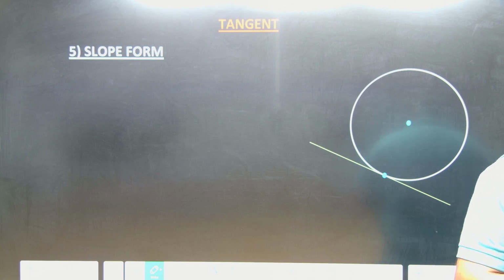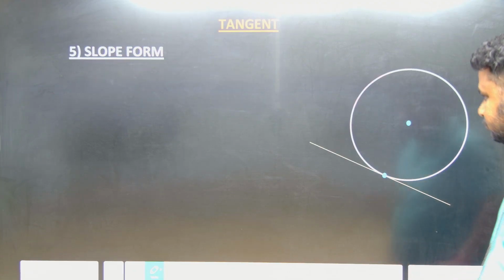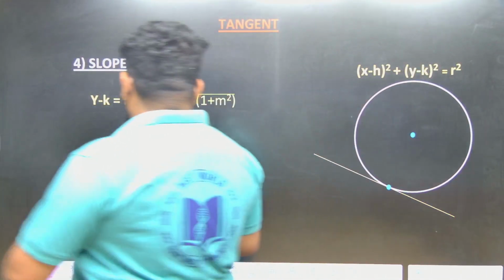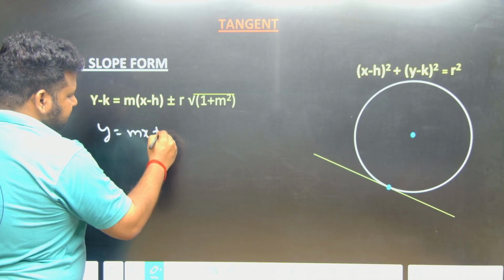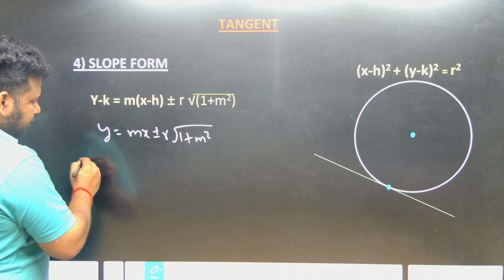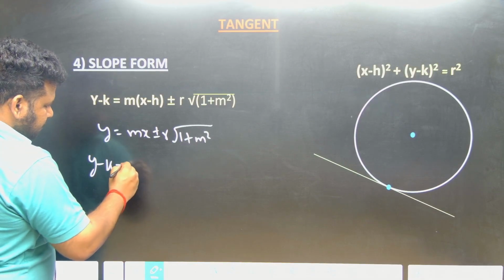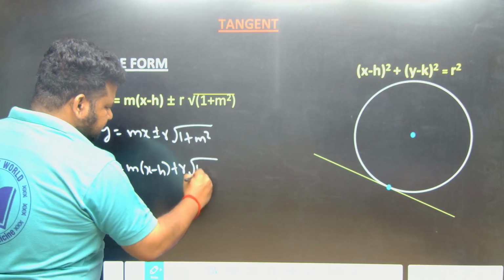Yeah, that itself is a slope form, nothing much is there. Okay, here what we have to do is, if they give the standard form, earlier you used to write y is equal to mx plus or minus r into square root of 1 plus m square. Here, instead of y, you will write y minus k is equal to m into x minus h, plus r into root of 1 plus m square.